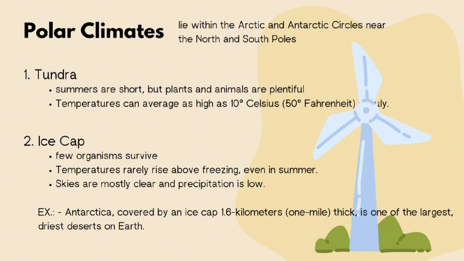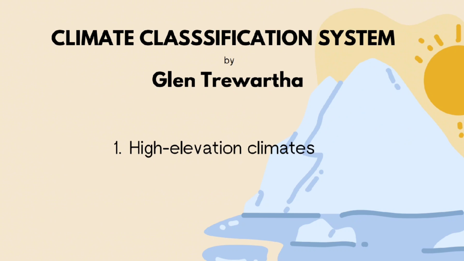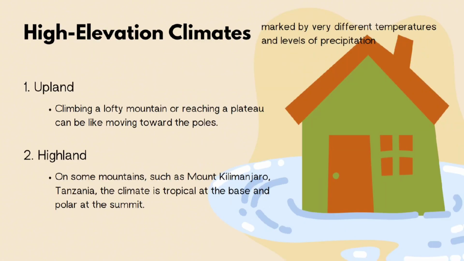deserts on Earth. Many geographers and climatologists have modified the Köppen classification system over the years, including geographer Glenn Trewartha, who added a category of climate classification system for high elevation climates. So there are two high elevation climate types, namely upland and highland. Both highland and upland climates are marked by very different temperatures and levels of precipitation.